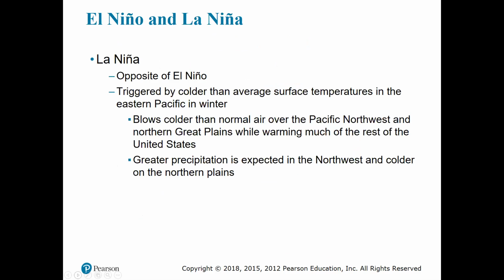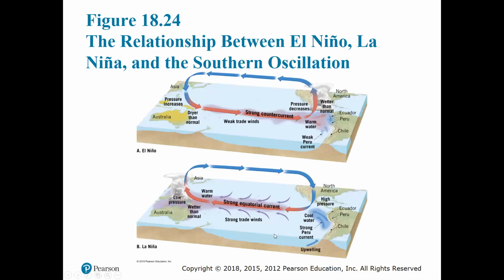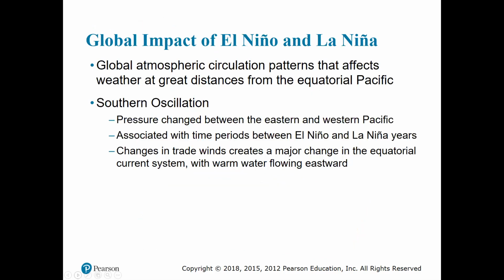And we can see that on this here, where we've got higher pressure over here on the western Pacific, lower pressure here on the eastern, and then in a La Nina that flip-flops. We've got high pressure over on the eastern Pacific and low pressure on the western Pacific. And so this seesaw pattern is given the term southern oscillation.